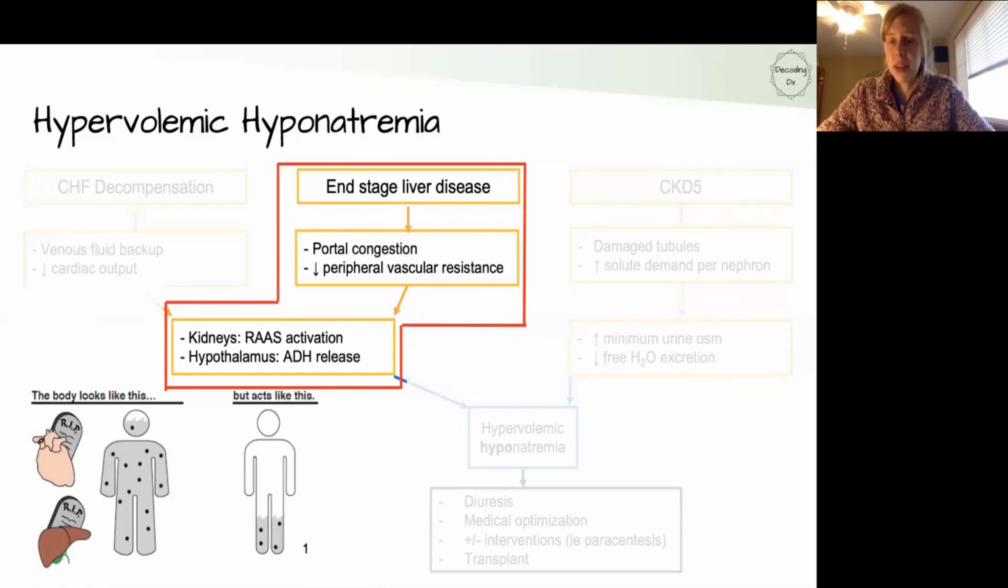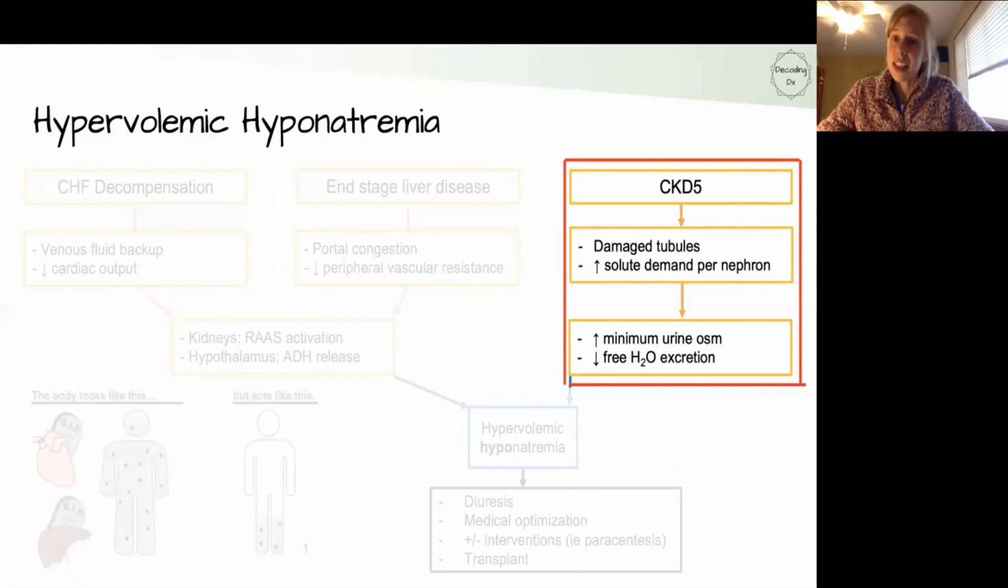Similar process happens with end-stage liver disease, but in this case, we have portal congestion of fluid, and this leads to a decreased peripheral vascular resistance. The pathophys of that is pretty complicated. That's its own topic, but it can easily be looked up on the internet. But this leads to the same effect of low effective circulating volume to both the kidney and the hypothalamus.